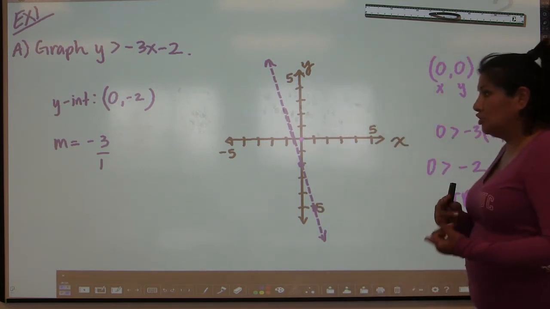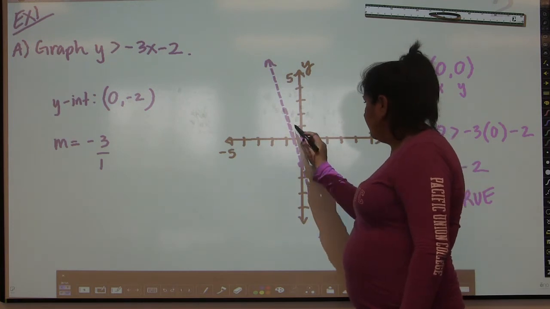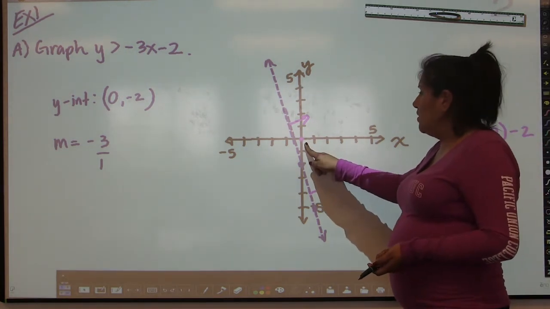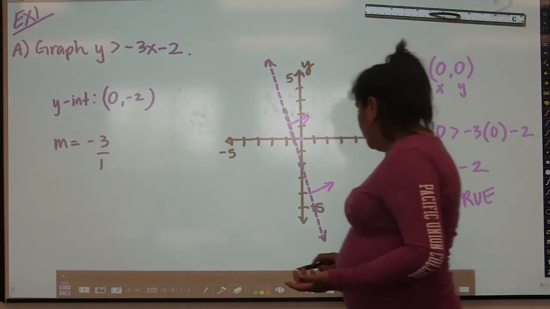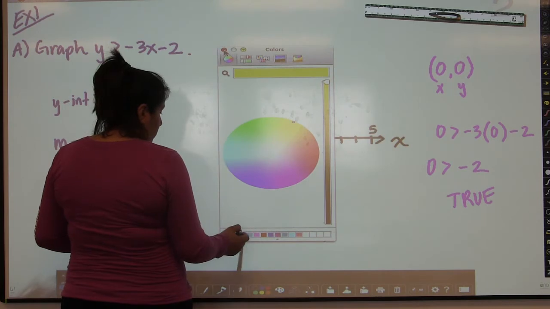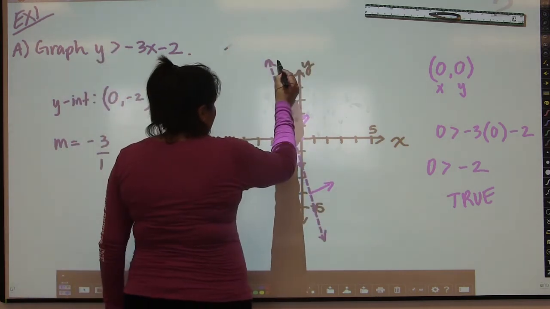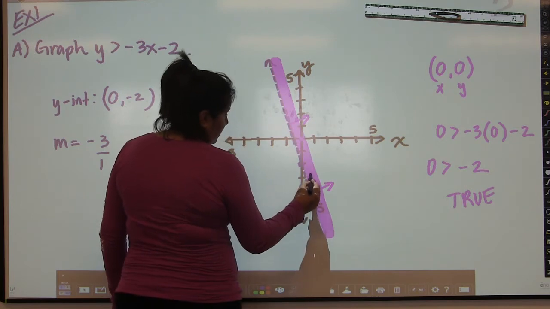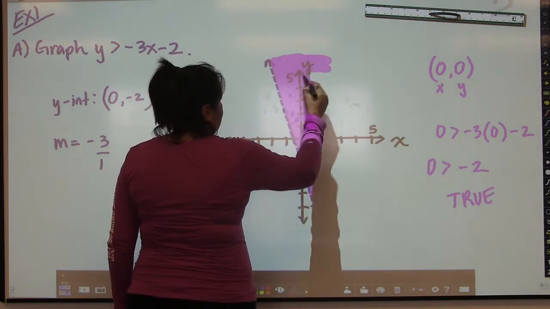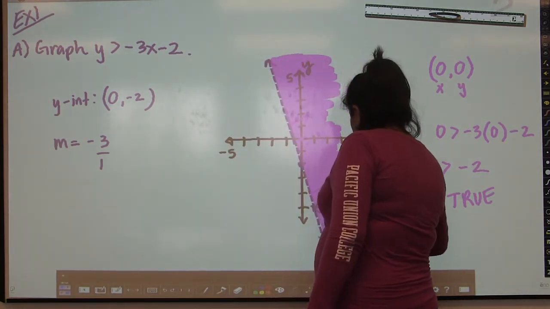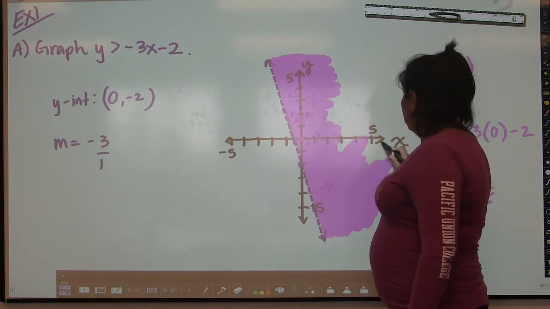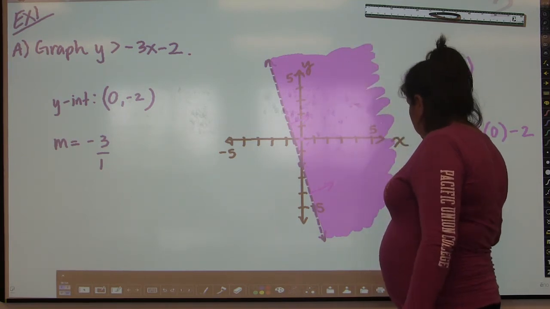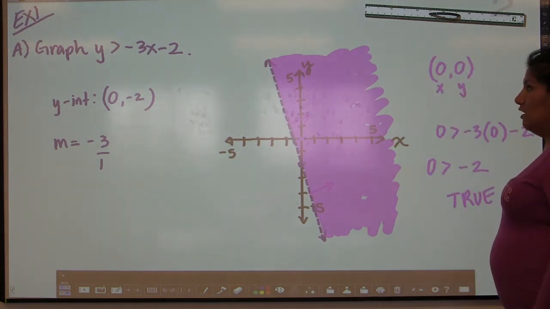And since this point gave us a true statement, it means that we are going to shade toward the truth value. Now if this had been a false statement, then we would shade on this side. But because it's true, we're going to shade where the origin falls. I'm going to show you how to do that really quick. You can obviously use your pencil, but I don't have a pencil, so I have to use this funky little highlighter. So we're going to shade this side. You want to try to cover as much of your graph as you can. It doesn't have to be perfect, but it should be a region, a whole area of space that is shaded. All right, and that is how you graph that little guy.